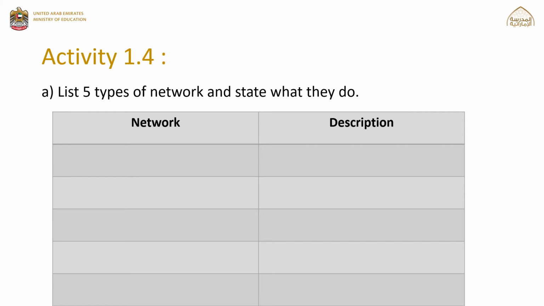So we have got an activity. You need to list any 5 types of network and state what they do. So what you will do is you will write down any 5 types of networks and the description of what they do. You can write your answers in the chat or you can use your mics to share your answers. So I'll give you 1 minute and 30 seconds for this and your time starts now.